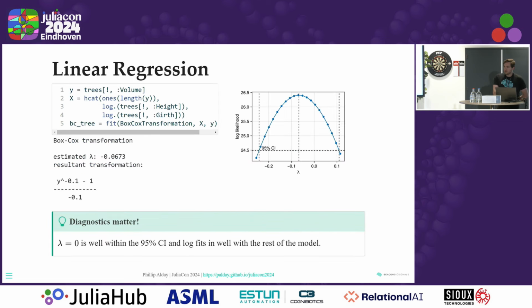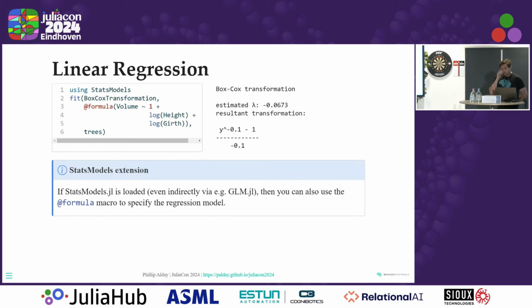But this is kind of annoying, to build your own model matrix, and we have a nice package for that in Julia, StatsModels.jl. And so if you've loaded StatsModels either directly or because you have GLM.jl loaded or you have MixedModels.jl loaded, you can use the formula syntax. And you don't pay a cost for this because, again, it's a package extension. So if you're not using StatsModels, you don't pay a cost. But if you are, you get this nice little treat.